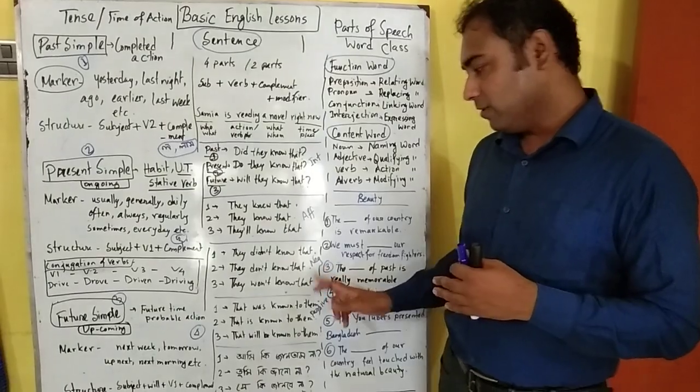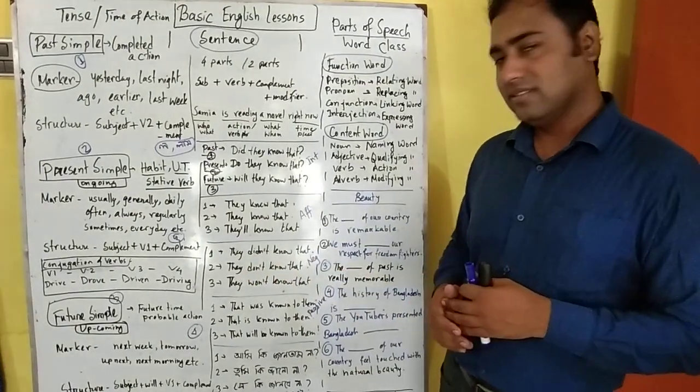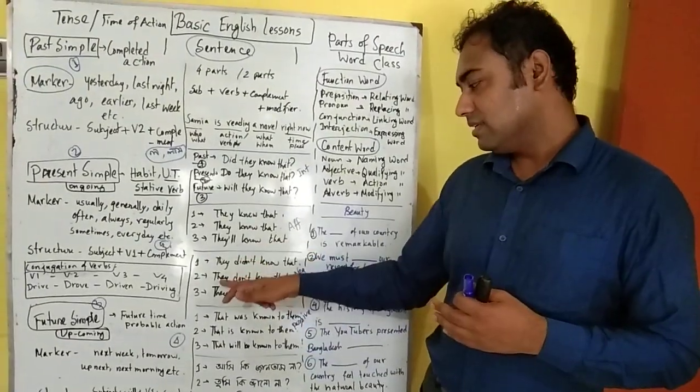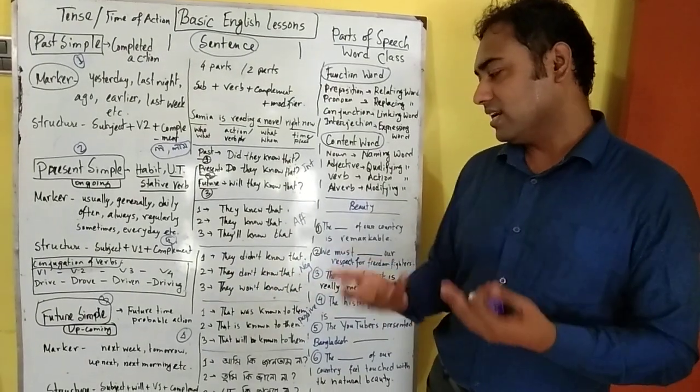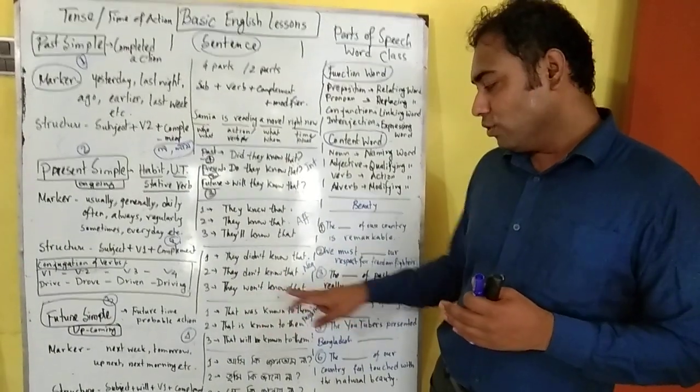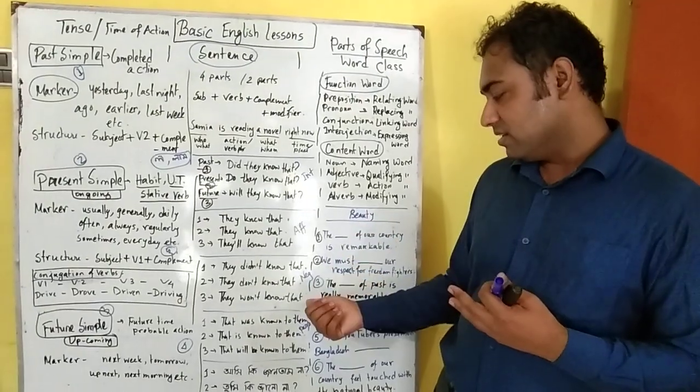Now let's come to negative form. They didn't know that. Tara eta janto na. They don't know that. Tara eta jane na. They won't know that. Tara eta janbe na.